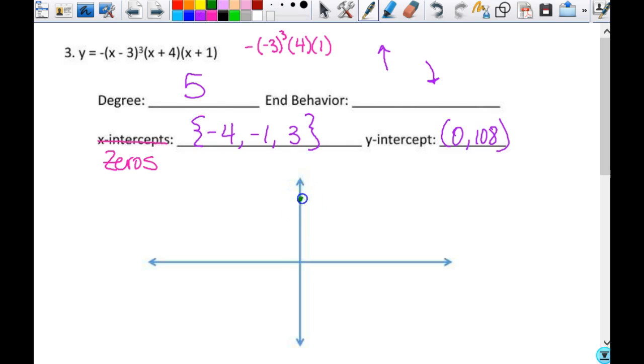Oh, and you know what I didn't do on the last one? I didn't write the numbers. We need to make sure we do that. This is at 108. And then we'll go 1, 2, 3, 4, 5, 6. 1, 2, 3, 4, 5, 6. And then I'm going to plot my points. This is at a negative 4. This is at negative 1. This is at 3.